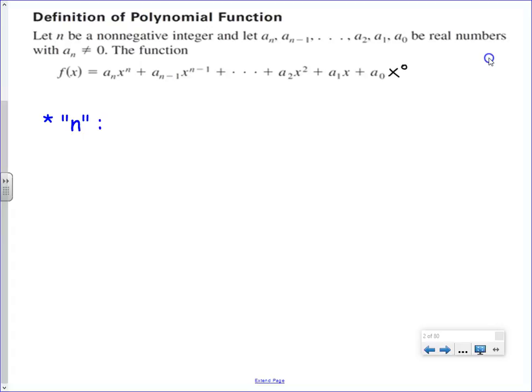That's a quick description of him. He's the highest power of x in a polynomial, which is why I said sometimes he could be 0, because a polynomial technically could just be y equals a number. Or he could be 1, y equals mx plus b. Or he could be 2, y equals ax squared plus bx plus c, etc., etc. N just denotes the highest power of x.